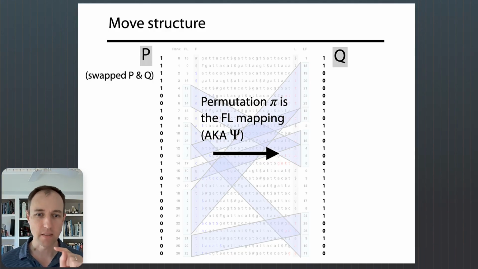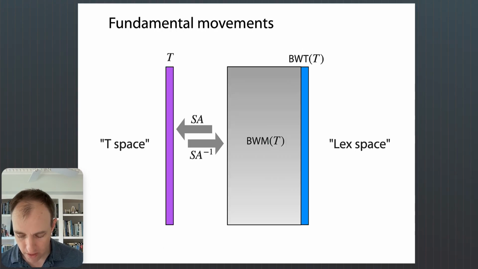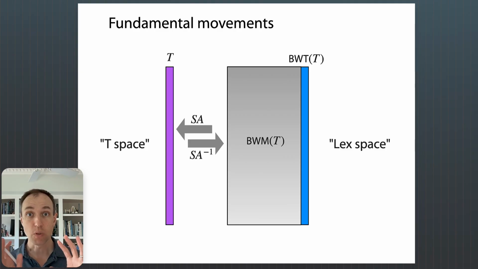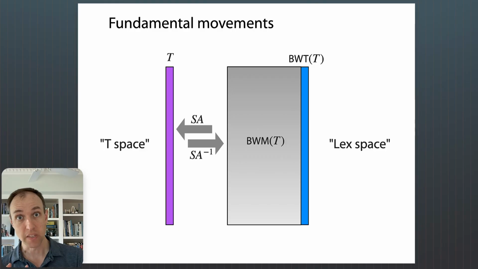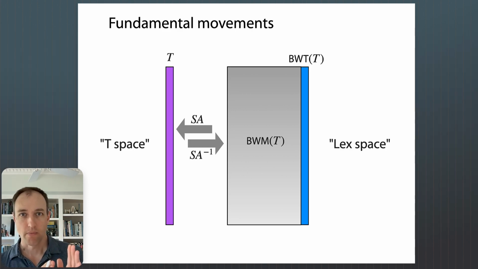Okay, and I didn't say this, it's on the slide, but the FL mapping is sometimes denoted with the symbol psi. Recall this diagram that we looked at before, because I just want to remind you, we just talked about LF and FL. When we looked at the fundamental movements, we looked at a diagram like this, where on the right we have lex space. This is the space where everything is in alphabetical order by right context, or you can think of this as basically the Burrows-Wheeler matrix. And then on the left side we have T space, so that's the original order, the original text.